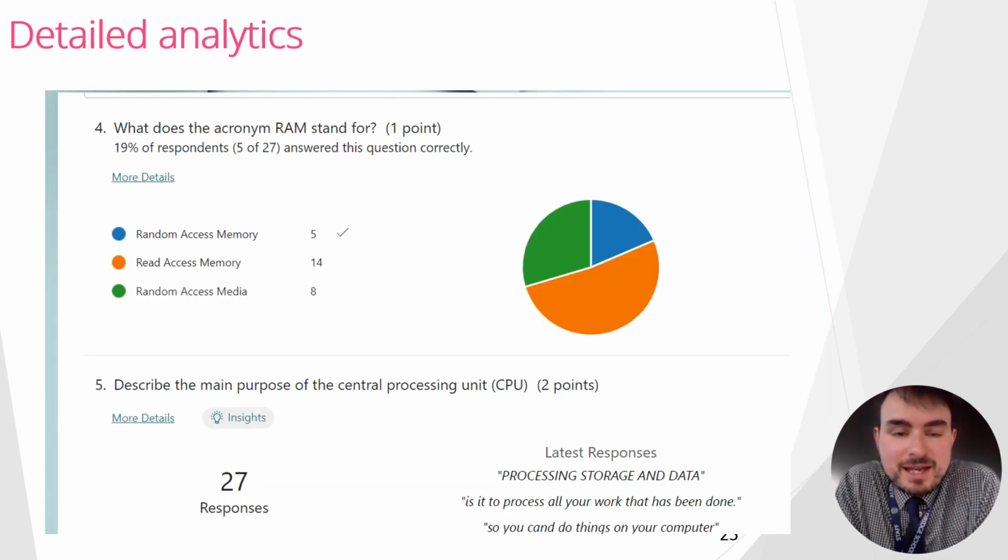And again, like Craig and Dave, you get detailed analytics. For example, here's a question from one lesson: what does the acronym RAM stand for? And you can see quite a lot of people got the question wrong. You might think, maybe I need to reteach that lesson. Maybe the students didn't learn that topic.